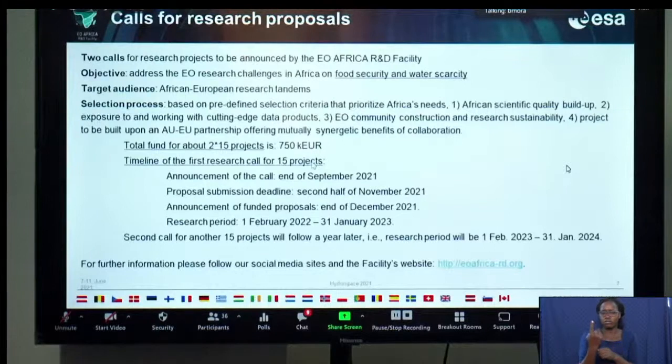The calls that we will issue. The first one will be issued end of September, so we have a busy summer formulating this call. And we have a budget for that. But the main point is we have 2 rounds of calls. The first one this fall in September. The project should start in February next year, so February 22. And the project will have a duration of 1 year.